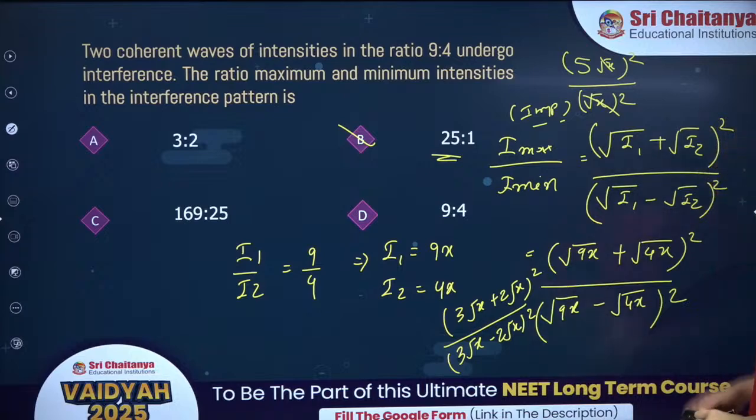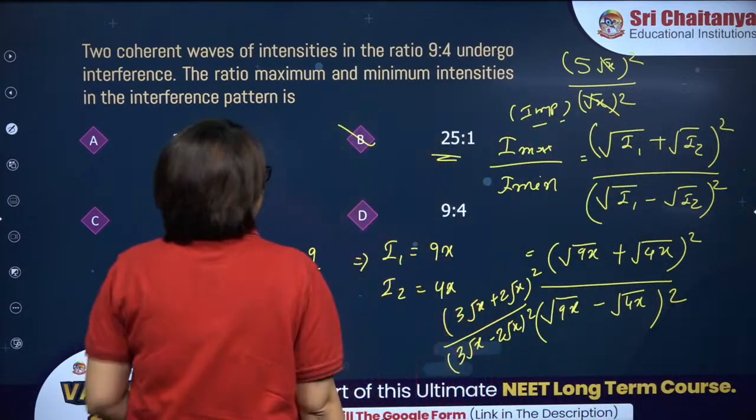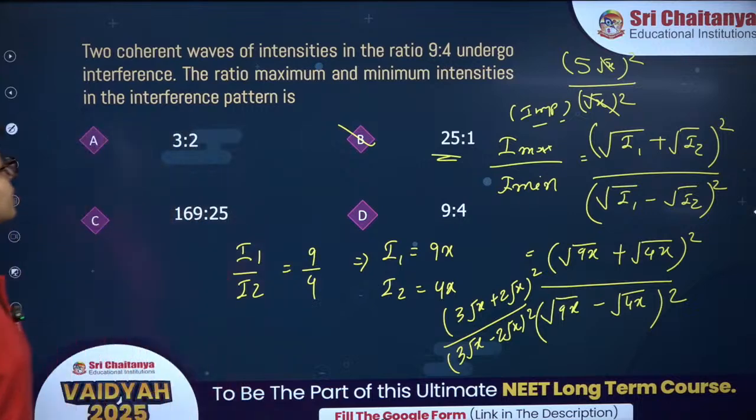Under root of I1 plus under root of I2 whole square divided by under root of I1 minus under root of I2 whole square. Well done beta, good job everyone, good job. Alright, next is this one.